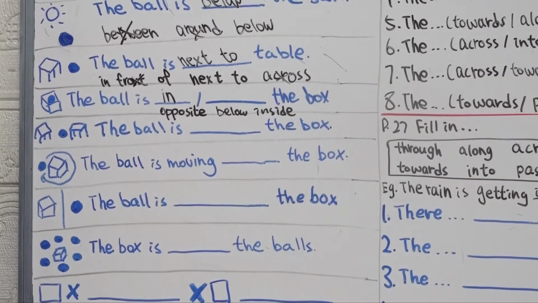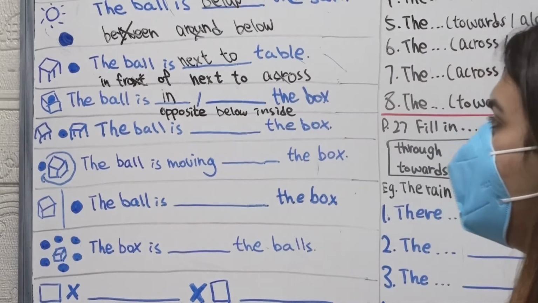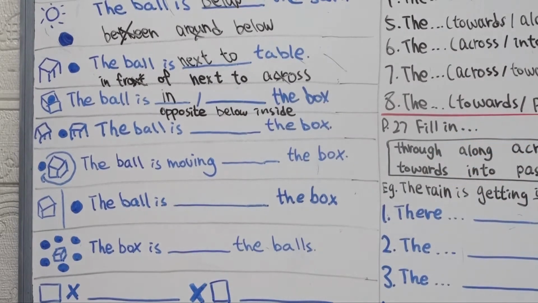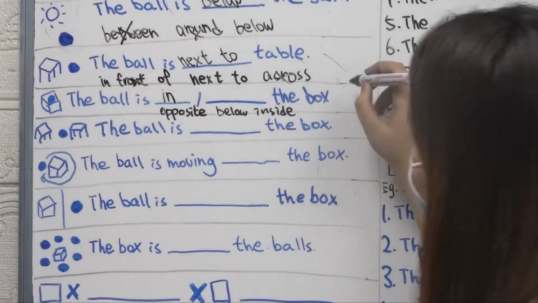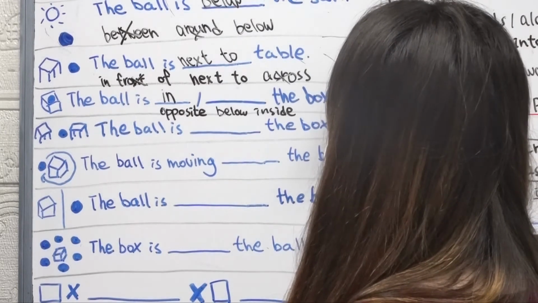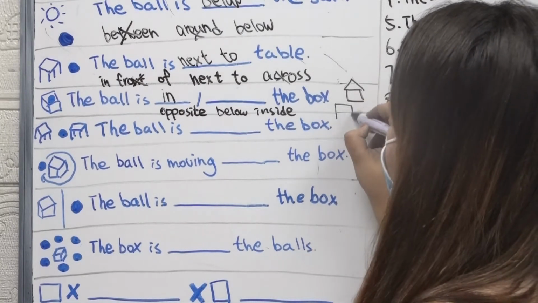The ball is opposite the box, below the box, or inside the box? Inside, okay, inside. Opposite, do you know what's opposite? If something is opposite, as I told you, for example, my house is here, okay? My house is just here. And there is a library over here. Just think that's a library.